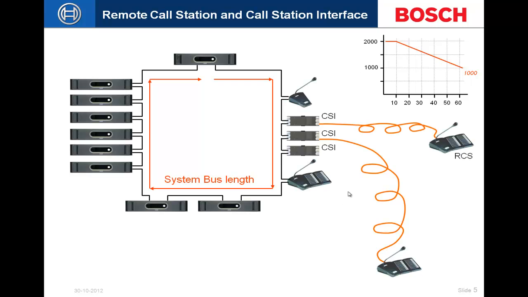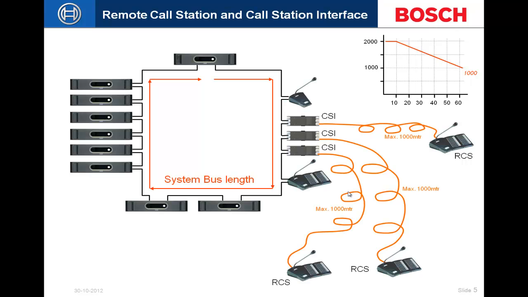Again, this is a 1-to-1, so if you've got multiple call station interfaces and remote call stations within the system, you're essentially going to have one CSI, one CSR. They're going to act as a pair within that system.